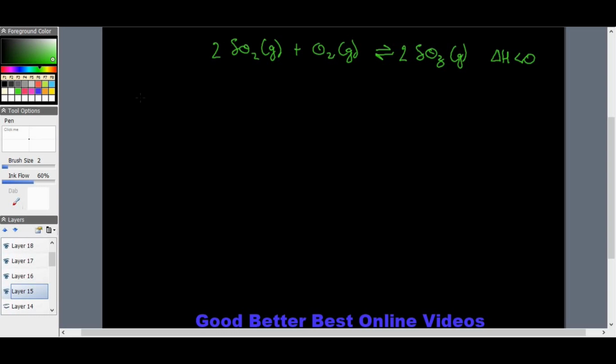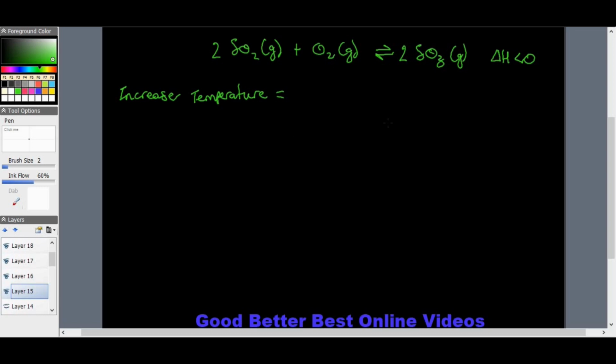So first of all, the imposed disturbance is what happens if I increase the temperature. What does that result in? Increase temperature. The forward reaction would be an exothermic reaction. Anything that reacts with oxygen, exothermic. But the reverse would be endothermic. So the imposed disturbance is increasing temperature.